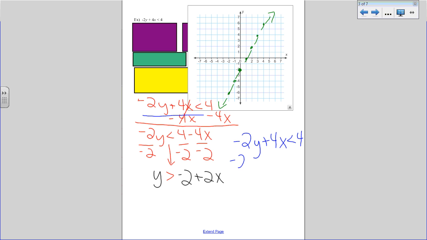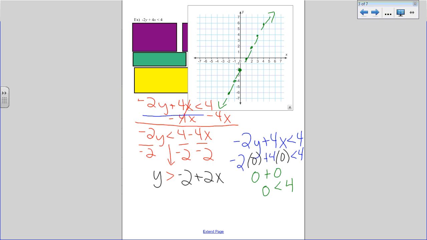I get -2 times 0. I then have plus 4 times 0. And then I have less than 4. Guess what's going to happen to that entire left-hand side, guys, when we multiply everything by 0? It becomes 0. So I get 0 plus 0. And what's 0 plus 0? 0.